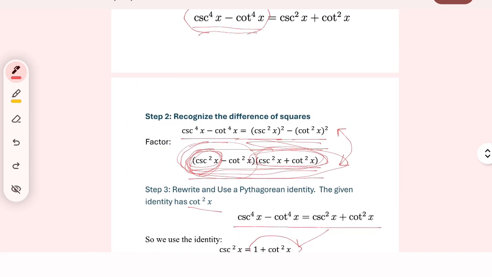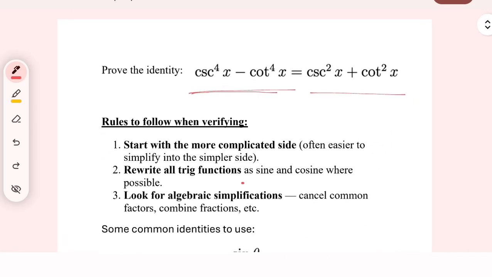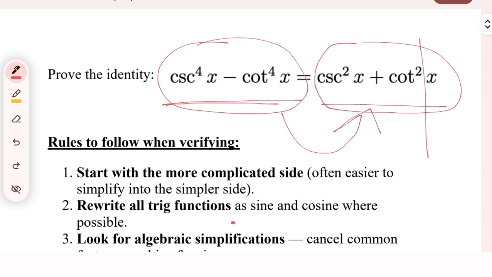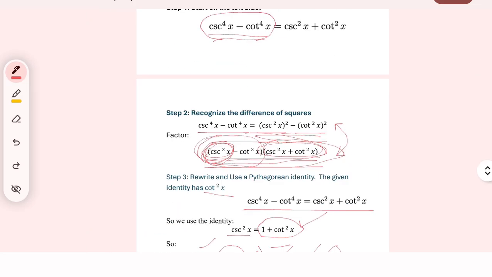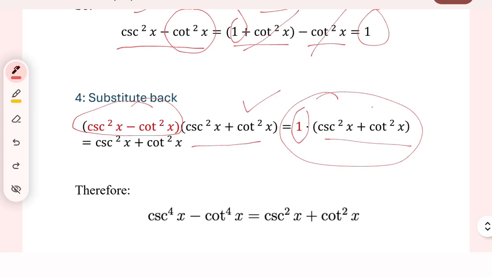Let's go back to the identity. There you go. This is the part on the right side. And we have proven that this could actually be equal to that on the right side, which is this one. Here, see? We have proven that the left side is actually this function, which is equal to the right side: cosecant square x plus cotangent square x.